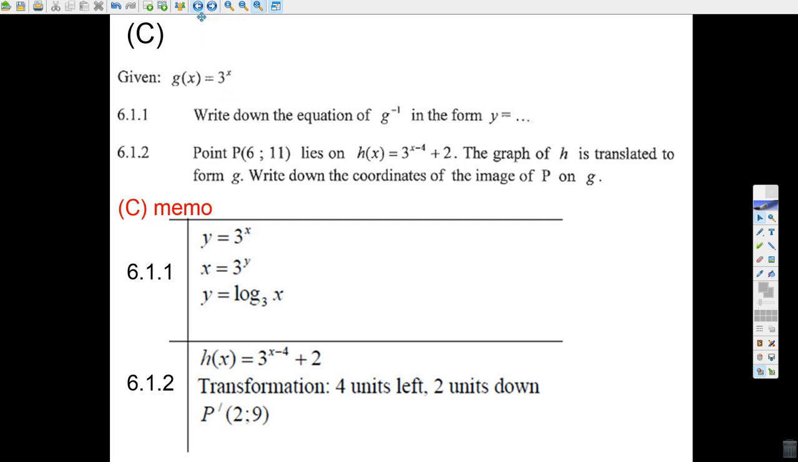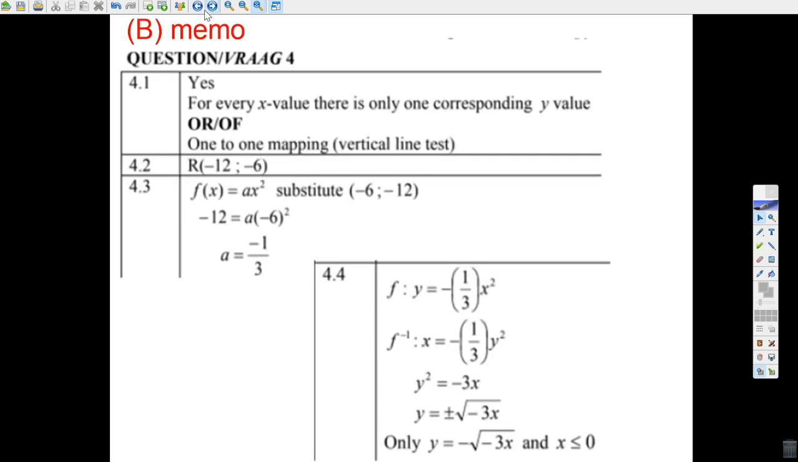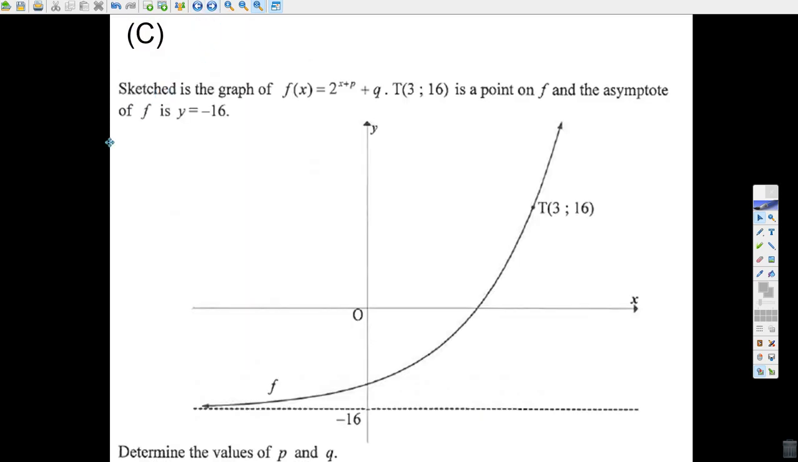Okay, let's look at the next question. The next question says, whoops, I went the wrong way. The next question says, you've got this graph here, and it's y equals 2 to the x plus p, plus q. And you know that (3, 16) is a point on this function. But they tell you the asymptote is y equals minus 16. Well, what they've done is they've told you that q is minus 16. That is the asymptote. So you could write down y equals 2 to the x plus p, minus 16.